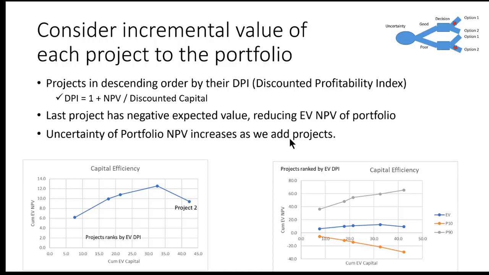We can also look at the uncertainty in the NPV. So here's the expected value. So this blue curve corresponds to this blue curve over here. But here is the P10, and here is the P90 outcome. And as we add these different projects in DPI order, we see that the uncertainty range gets larger.